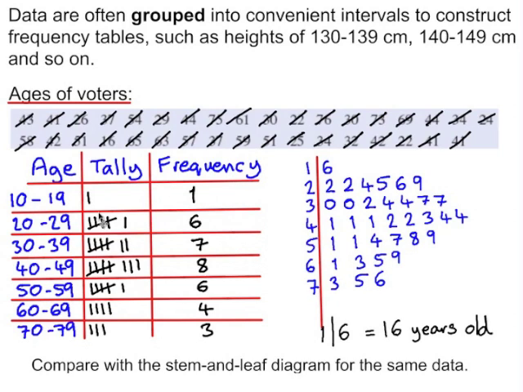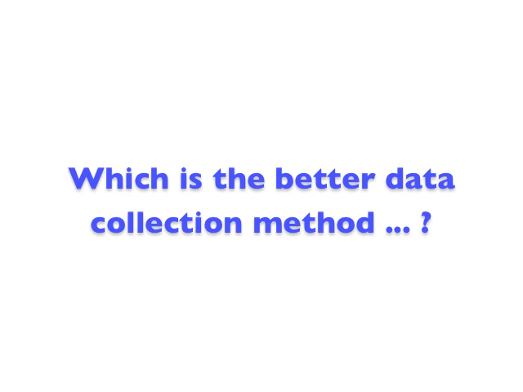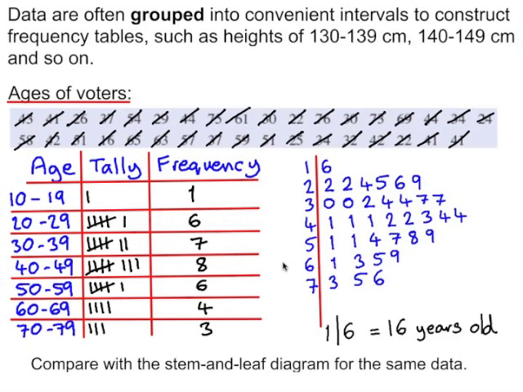The problem with a grouped frequency table like this is that we've lost all of the original data. So this one person who's in the 10 to 19 range, we don't know their actual age. It could be anything between 10 and 19. But from the stem and leaf diagram, we do know that we have a 16-year-old. So when considering which method of data collection might be more appropriate, you need to consider the practical situation in which you're collecting the data and also what you're going to do with the data afterwards. Do you need to retain the individual scores, or can you work with grouped data?